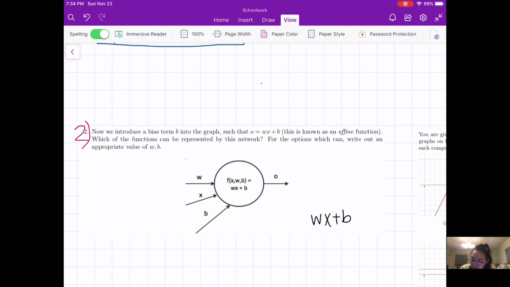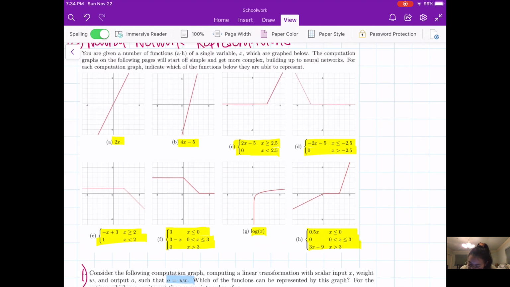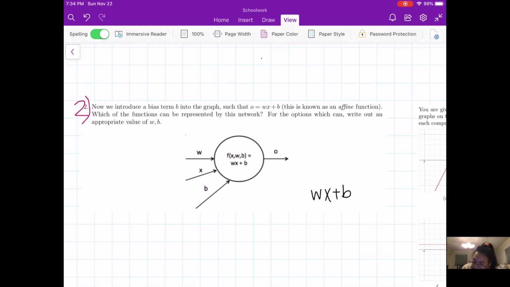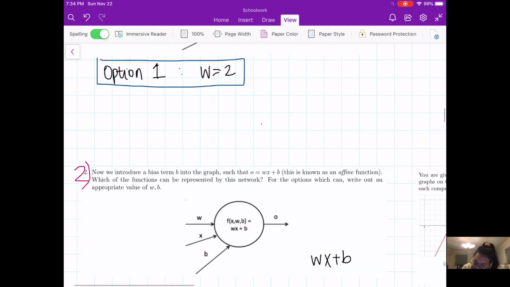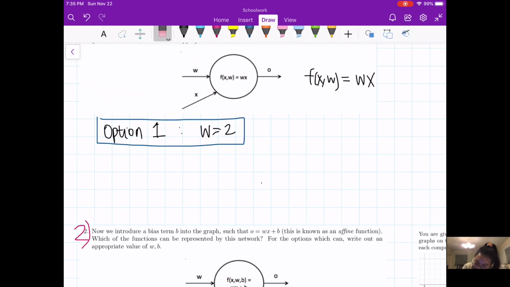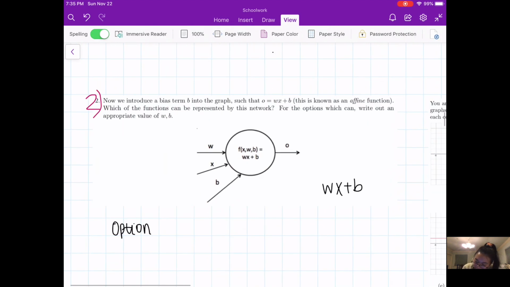So what we can do is look back up and see that our main functions that are like that are a and b. All the other ones have some other split or an additional layer on top of that. So based on that, the functions that we can represent are going to be option A. Sorry, earlier this is supposed to be A. The options are numbered by letters instead of by numbers.